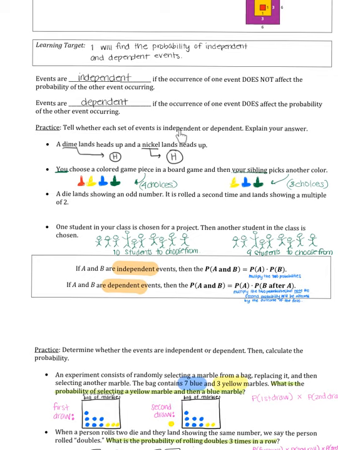Tell whether each set of events is independent or dependent and explain your answer. A dime lands heads up and a nickel lands heads up. This would be independent because the result of the dime has no effect on the result of how you flip the nickel.